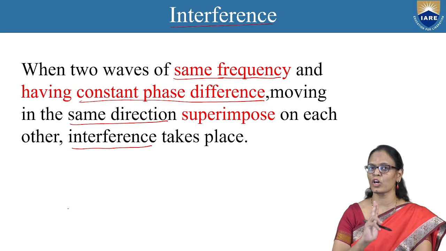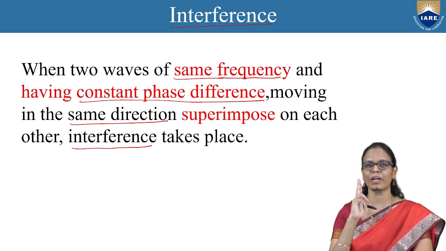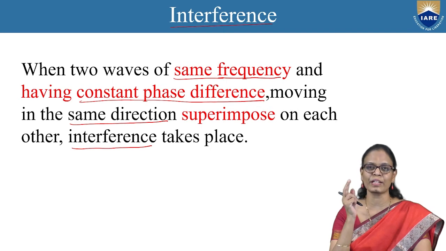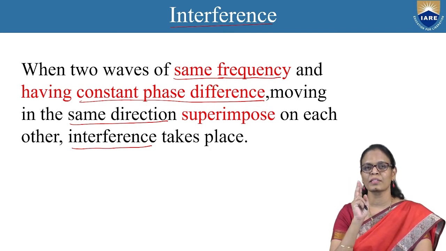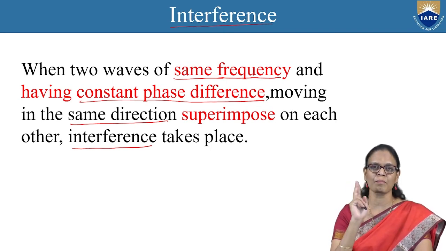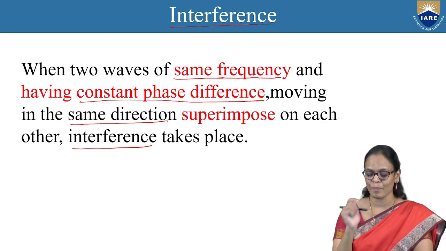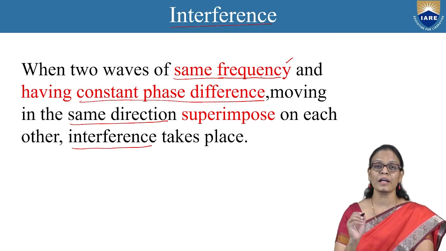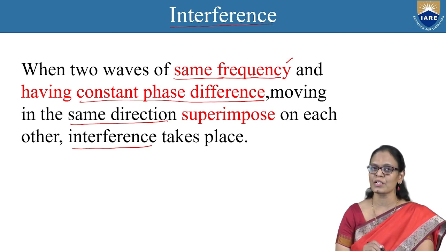Now we have already seen the principle of superposition, where two waves are arriving at the same point at the same time and they superimpose on each other. The resultant displacement is the vector sum of the displacements. Here we are talking about waves having the same frequency. The number of waves crossing a point per unit time is called the frequency.